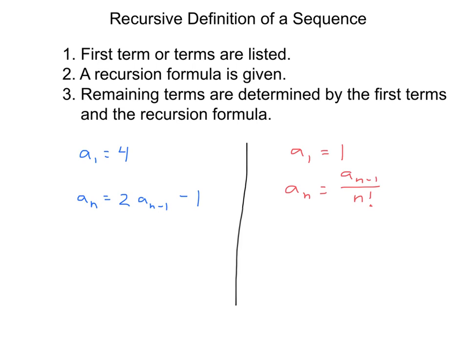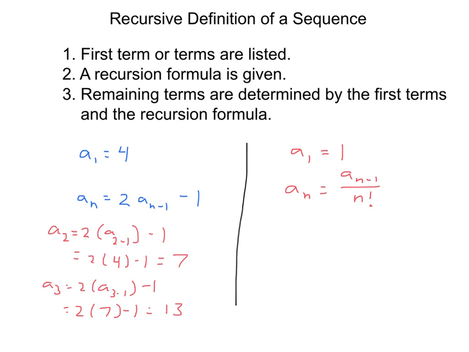So in this case, when I want a sub 2, when I put 2 in for n, I know a sub 2 is going to be 2 times a sub 2 minus 1. Well, in this case, a sub 2 minus 1 is a sub 1, so that's going to be 2 times 4 minus 1, which comes out to be 7. I can then calculate a sub 3 using the same method. A sub 3 is going to be 2 times a sub 3 minus 1, which is a sub 2, in this case 7, so it's 2 times 7 minus 1, which will give me 13.